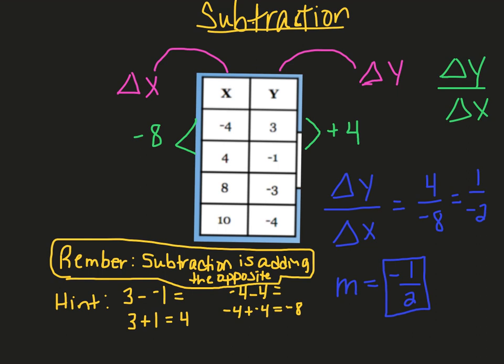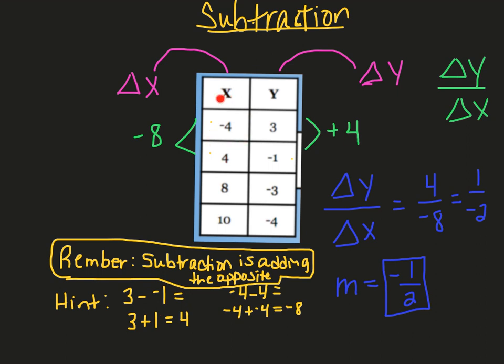So I just decided you can pick any two that you want, but if I pick the first two in the y column, then I need to pick the first two in the x column. So I chose 3 and negative 1, and then negative 4 and 4. The difference between 3 and negative 1 is positive 4. Here's a hint: subtraction is adding the opposite. So 3 minus negative 1 is the same thing as 3 plus 1, which is 4.